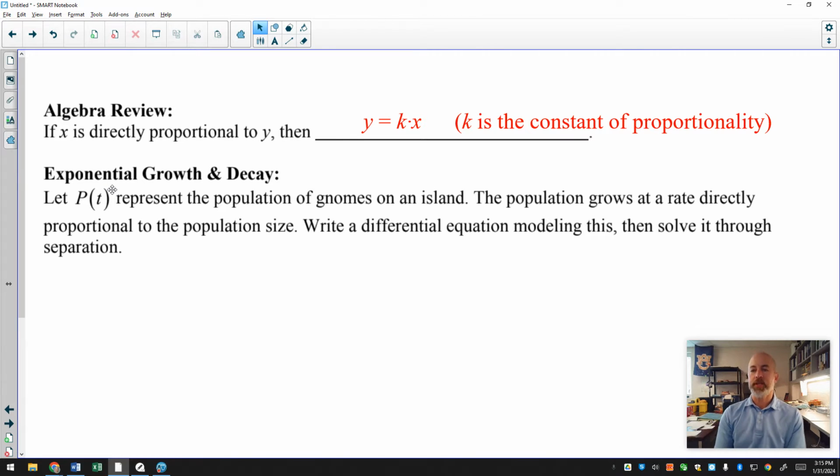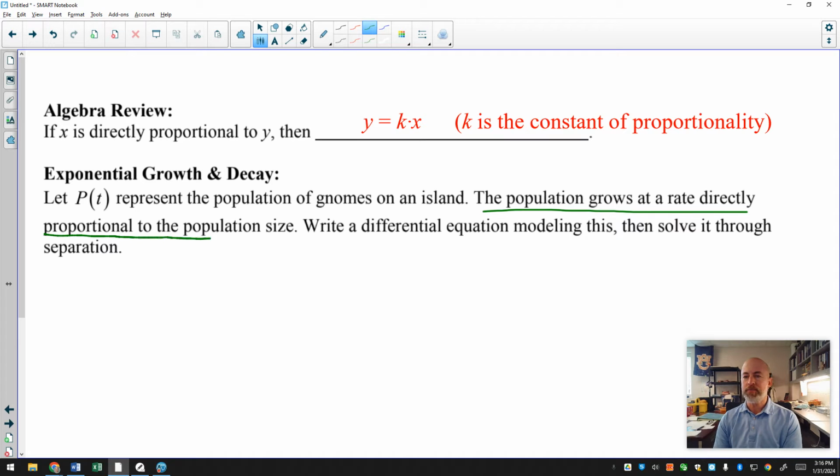So we have a situation here. It's exponential growth and decay. P is the population of gnomes on an island. And then I tell you that the population grows at a rate directly proportional to the population size. And that is the key sentence that we need to interpret. The population grows at a rate directly proportional to the population size, and P is the population size.